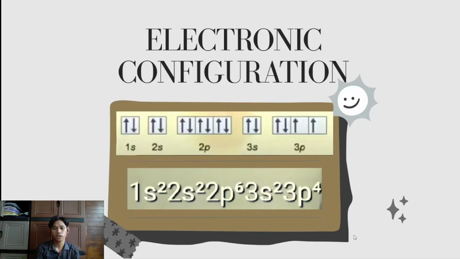Next is electronic configuration. From this picture, we know the number of electrons for sulfur is 16. When we write the configuration, we will put all 16 electrons in orbitals around the nucleus of the sulfur atom. So, for 1s is 2 arrow, 2s is 2 arrow, 2p is 6 arrow, and 3s is 2 arrow, and 3p 4 arrow. So our electronic configuration is 1s2, 2s2, 2p6, 3s2, and 3p4.